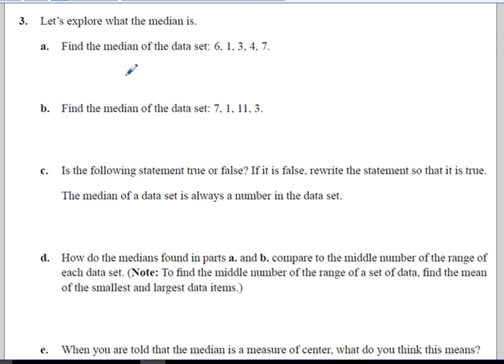So let's look at our median. Find the median of this data set: 6, 1, 3, 4, 7. So there's 5 numbers there, so we will have a number from our set that's in the median. But again, our first order of business is to put them from smallest to largest. So we have 1, 3, 4, 6, and 7.